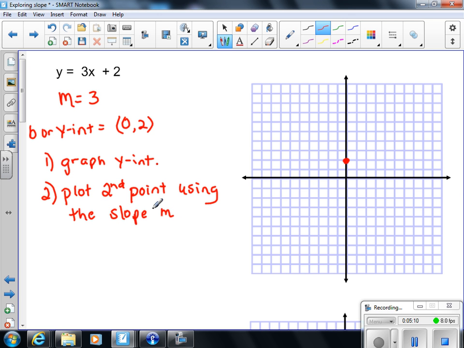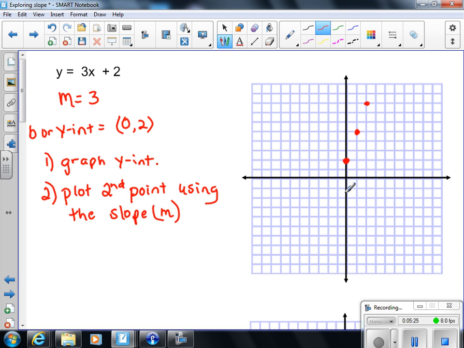Or we're going to call it our M. So from this point, my pencil's here. I know I have a slope of 3, so that means I go rise of 3, 1, 2, 3 over 1. Rise 3 over 1. And I can continue that.